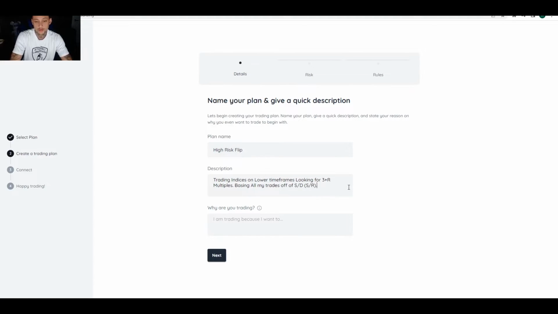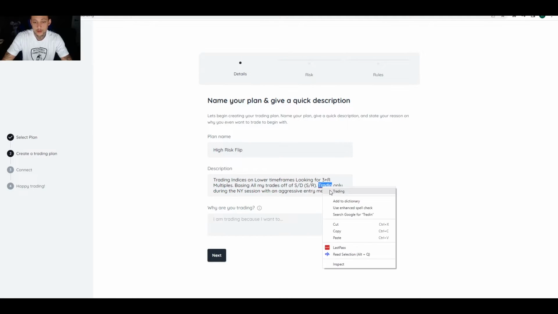and then on top of that, trading only during the NY session with an aggressive entry method. Boom. That's simply all we're going to do there.